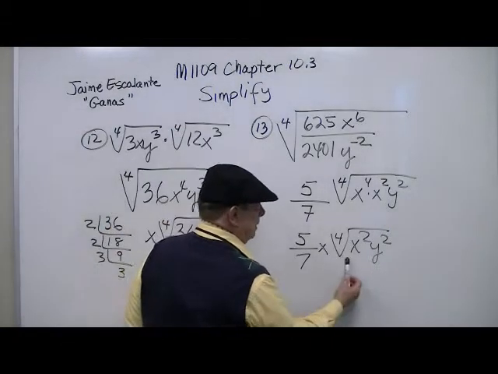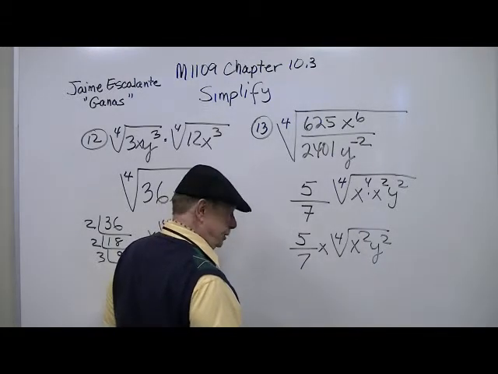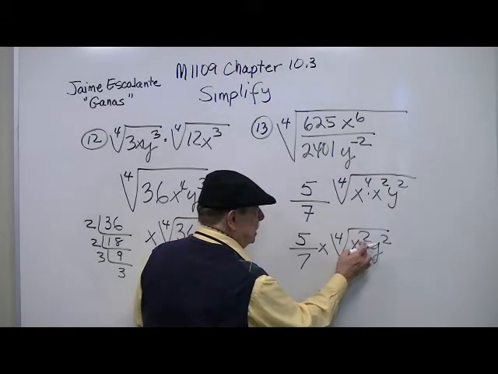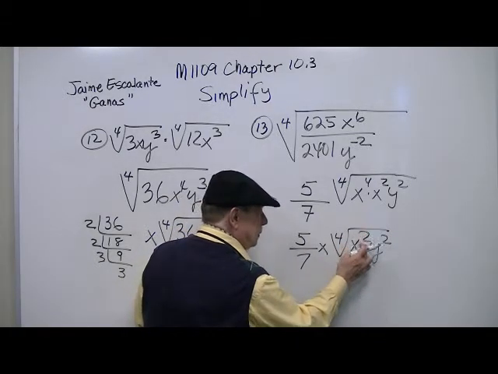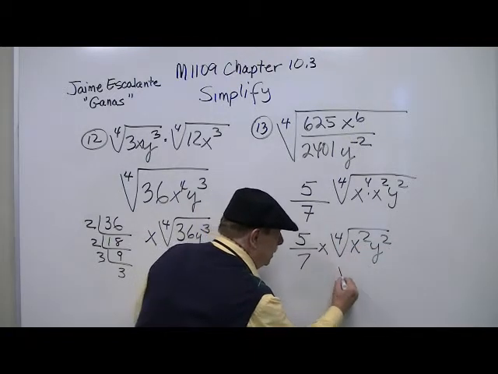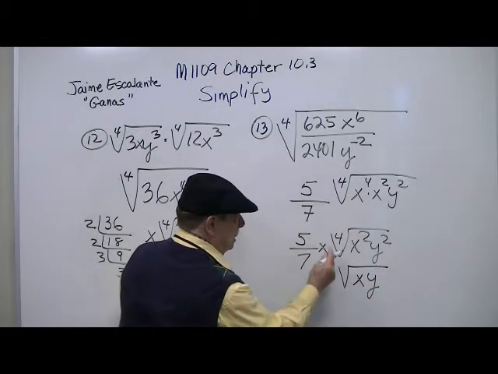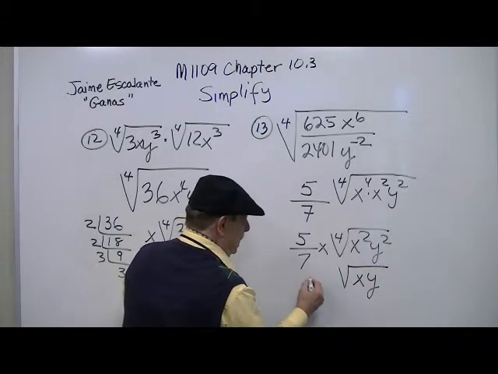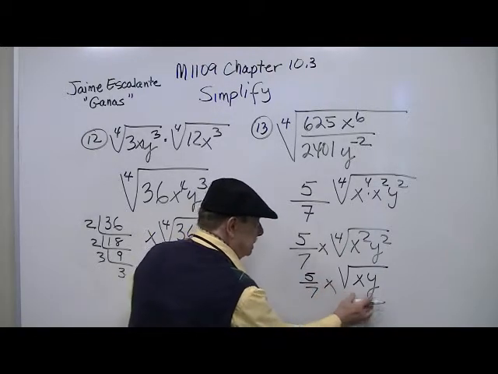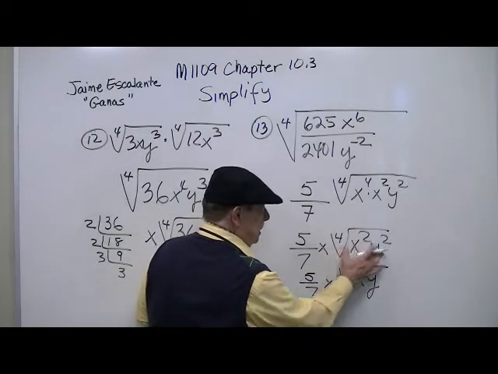This is technically right, but it's not really simplified as much as it should be. So if you took away the radical sign, this becomes 4 over 2, which is 1/2. So this should be the square root of x, y. So the final answer, 5/7 x times this. I didn't simplify this enough.